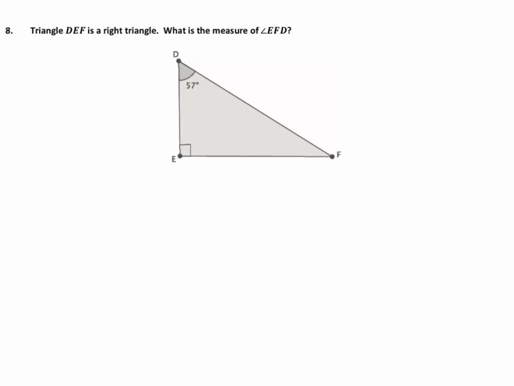Triangle DEF is a right triangle. What is the measure of angle EFD? So this one in this corner. We have a 57-degree angle, and a right angle has a measure of 90 degrees. So the two of these combined add up to 147.